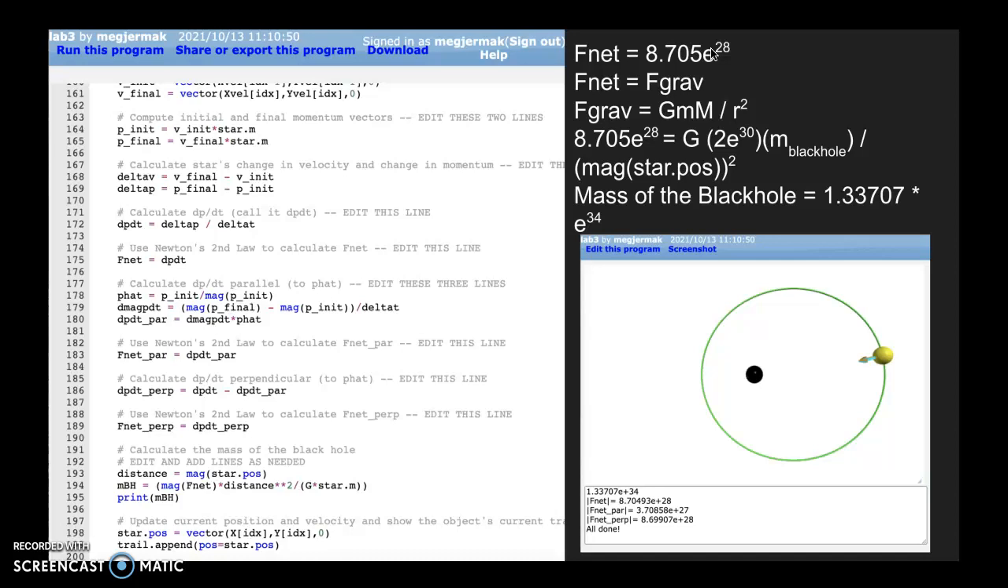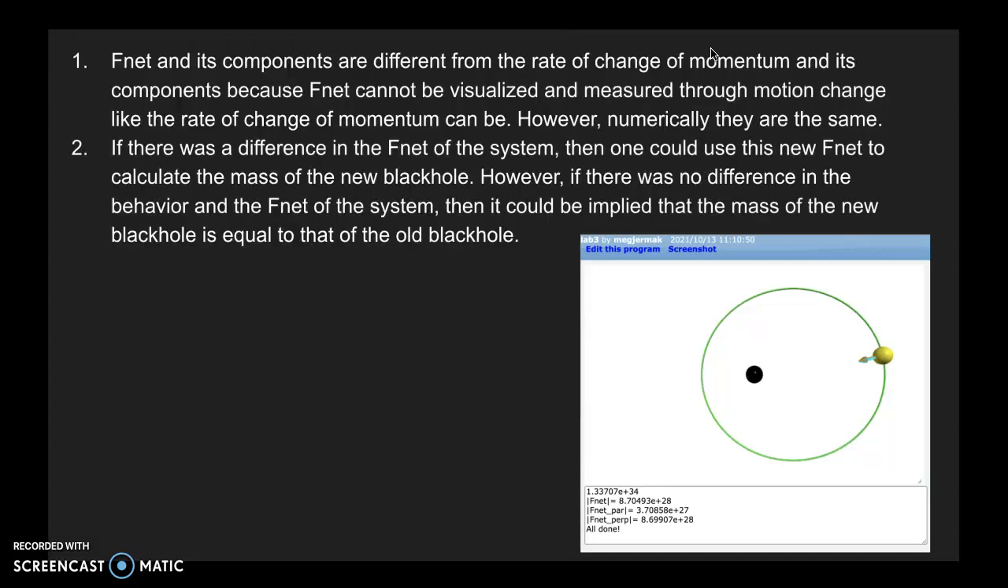And in analyzing my data, I found that F-net and its components are different from the rate of change of momentum in its components because F-net cannot be visualized and measured through motion change like the rate of change of momentum can be. This is because numerically they are the same, but you can find the rate of change of momentum just by looking at small data points and checking the change between points. But using Newton's second law, we know that F-net is equal to dp/dt, or the rate of change of momentum.